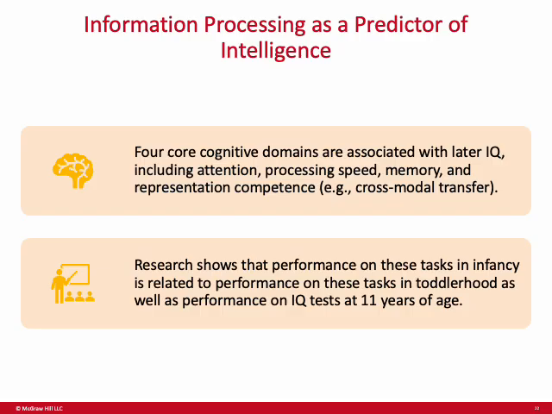Information processing as a predictor of intelligence. Four core cognitive domains are associated with later intelligence quotient, including attention, processing speed, memory, and representation competence, for example, that cross-modal transfer example we gave. Research shows that performance on these tasks in infancy is related to performance on these tasks in toddlerhood, as well as performance on IQ tests at 11 years of age.